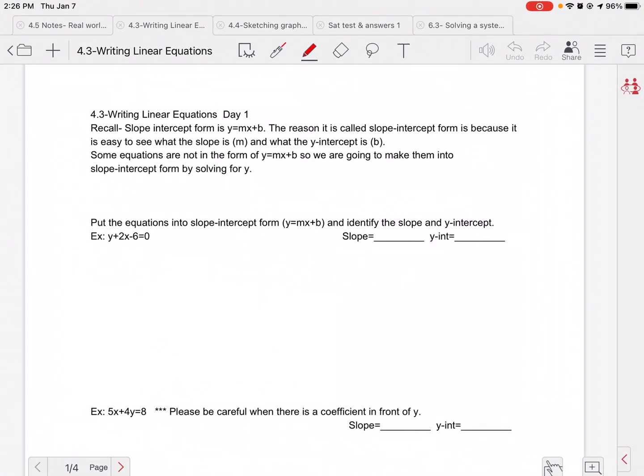So sometimes we are given an equation, okay, and it's not in slope-intercept form. So we want to be able to write it in that form, okay? And remember, slope-intercept form is y equals mx plus b. And the reason that we call it that is because we can easily identify the slope, which is m, and the y-intercept, which is b, okay? And again, sometimes it's not in that form, so we want to be able to put it in that form.